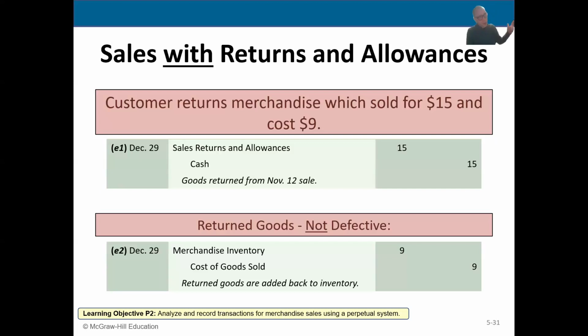Or let's say the customer is like, hey, it's defective, but it's not a big deal. I'll take a discount instead. No problem. We debit merchandise inventory, $9, because that's what the inventory cost us. And we credit cost of goods sold, $9. We sold it to them for 15. It's only worth 9. Oh, yeah, we paid 9 for it. We sold it to them for 15. That's what that shows.